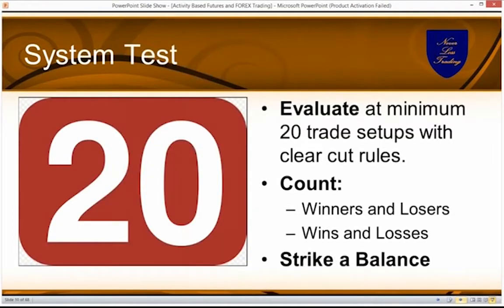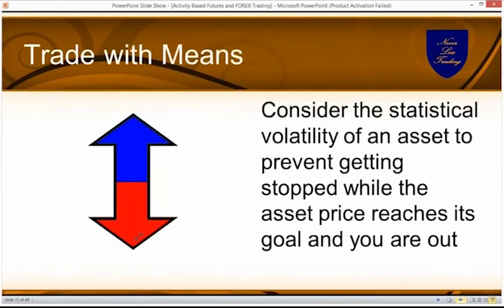What do we want to do? We recommend at least 20 trade situations based on clear-cut rules. Count the winners, count the losers, strike a balance, and then you have an idea if today's system, or any system that you're looking at, is giving you what you want to have out of that trading. And to go further on that, the statistical volatility. I said the stop is important on the statistical volatility of an instrument.